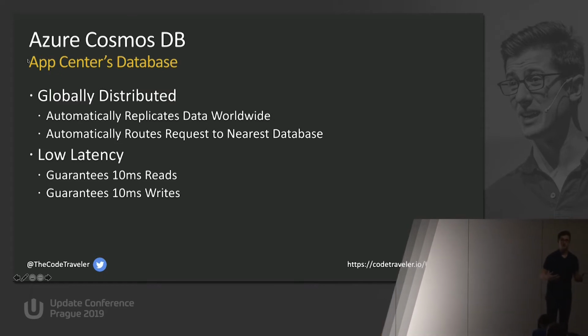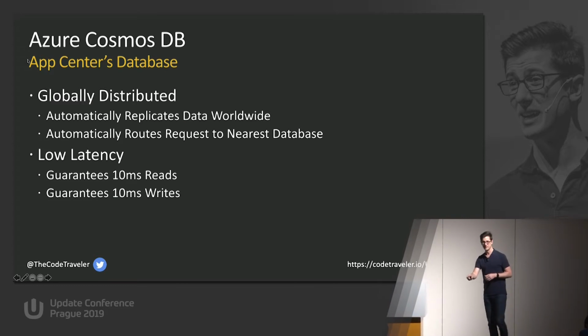But what we can do with Cosmos, we can literally say, I want to replicate all of my data in Australia, and it does it automatically for us. We don't have to know anything about databases. I'll show you in a minute, you click a button and it's done.